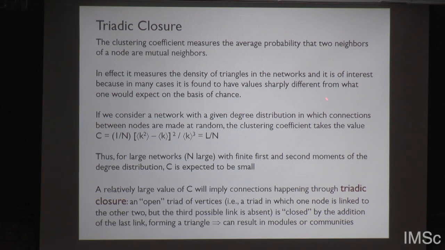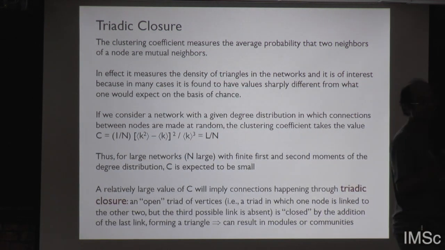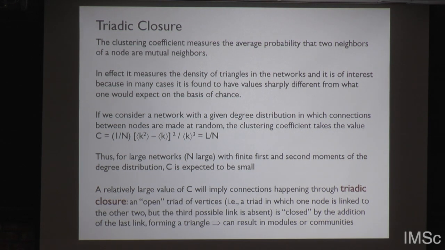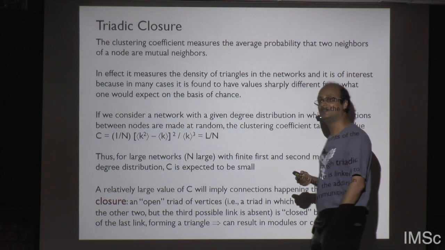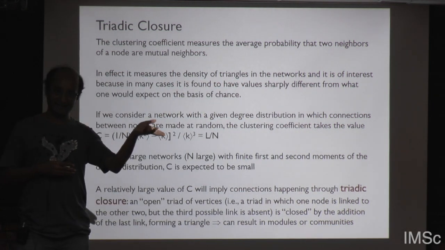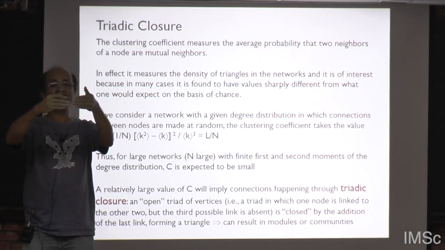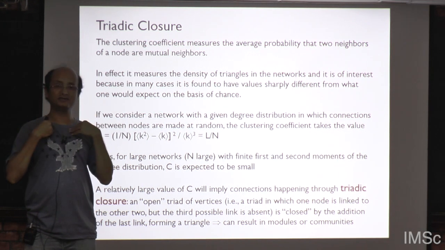So clustering is also connected to this concept of triadic closure, which essentially says that if two nodes are connected with a third node, what is the likelihood that they actually have a connection between them? Now, the concept of triadic closure originally arose in the field of social networks, where the idea was that suppose you are friends with A and you are friends with B, that makes it very likely for A and B to eventually become friends because you are the common link.